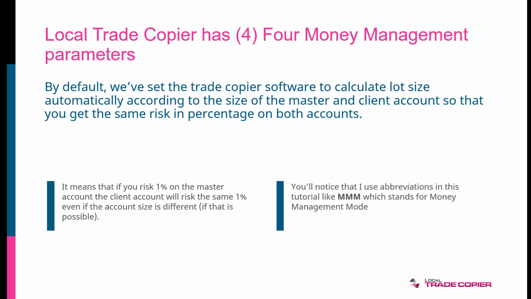Obviously, if that's possible. So no matter what lot size you open on the master account, and even if the client account is bigger or smaller, the Local Trade Copier will automatically adjust the lot size and calculate the right lot size, so that the same trade on the client side will risk the same 1% as on the master account. Also, you will notice that I use abbreviations in this tutorial like MMM, which stands for Money Management Mode. So we'll get to this in a second.